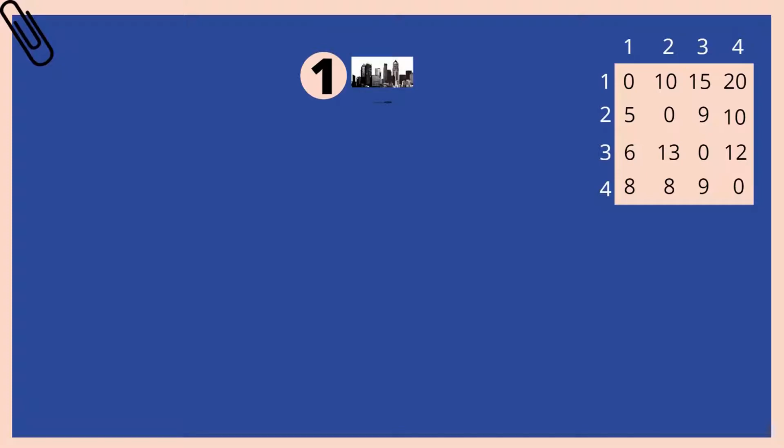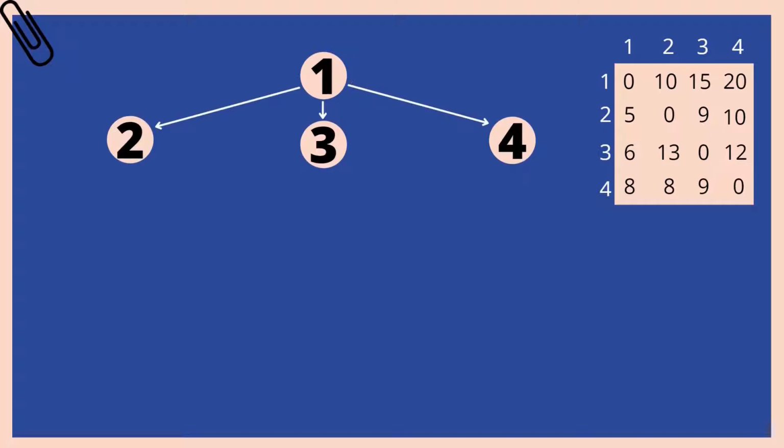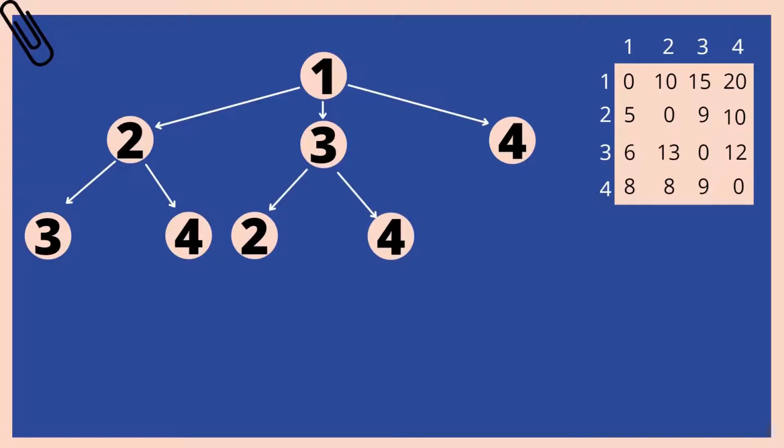So what are our further options? We can either move to city 2, 3 or 4. After visiting city 2, what are our further options? They are 3 and 4. Now if we visit city 3 after 1, then our options are 2 and 4. And after visiting 4, our options are 2 and 3.